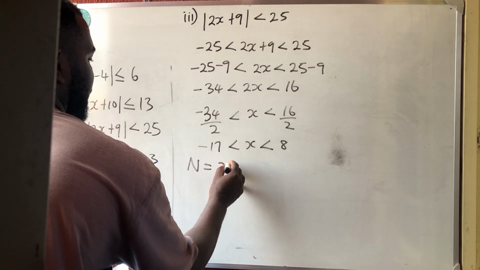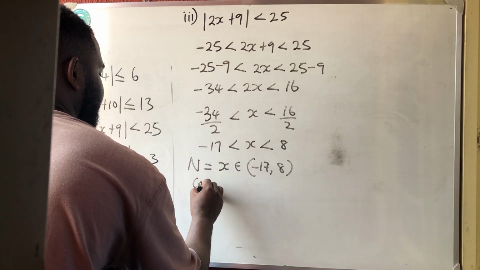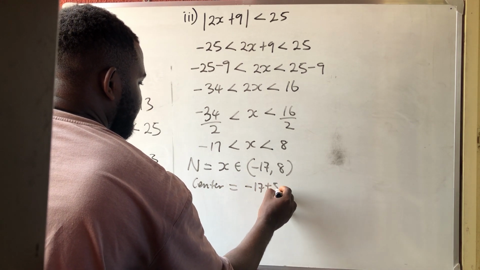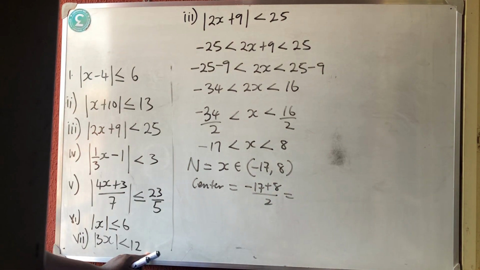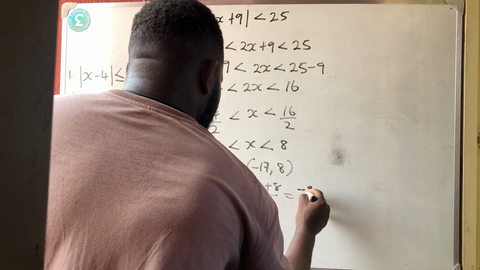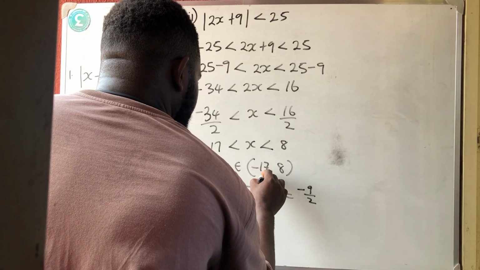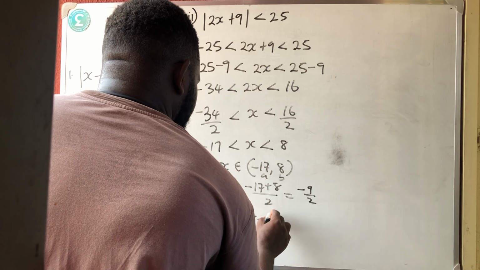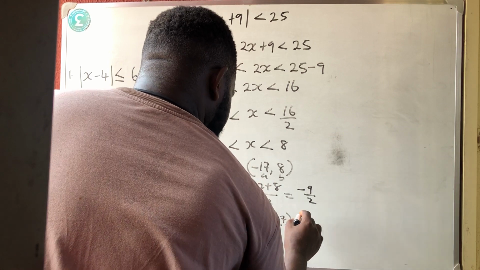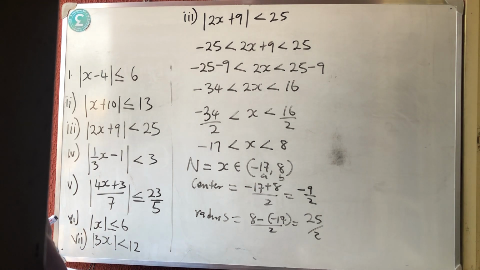So the neighborhood is x, which is an element of minus 17 and 8. So the center is equal to a plus b, minus 17 plus 8 divided by 2, which is, I think, minus 9 over 2. So the radius is b before a. This is a and b. So I have 8 minus 17 all over 2, which is 25, right? So I have 25 over 2. So that is that.